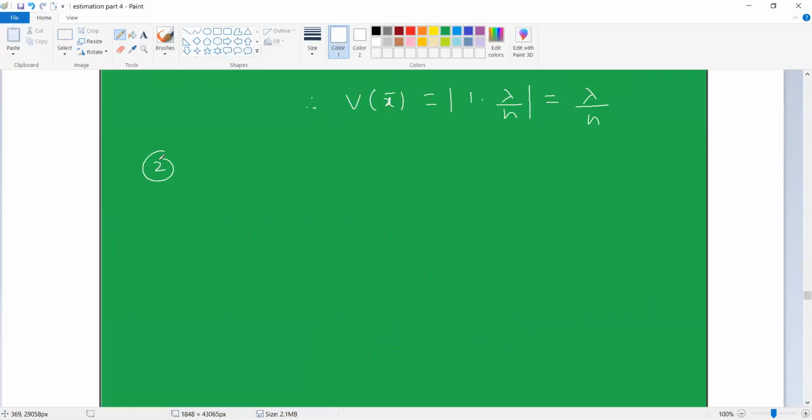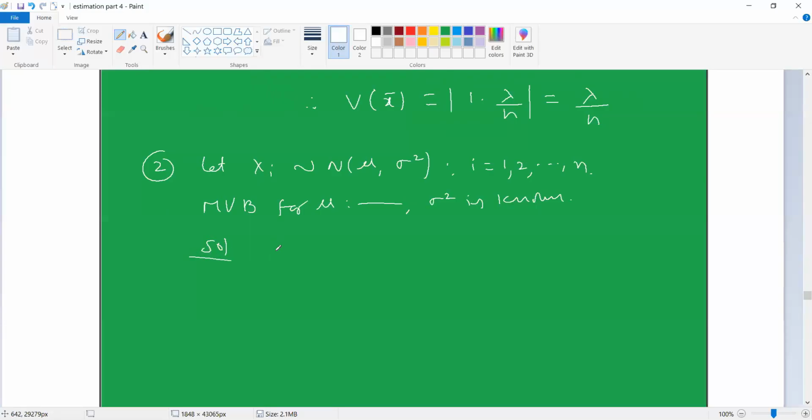Second example. Let Xi follow N(mu, sigma square), i = 1 to n. Find the MVB for mu, where sigma square is the known case.